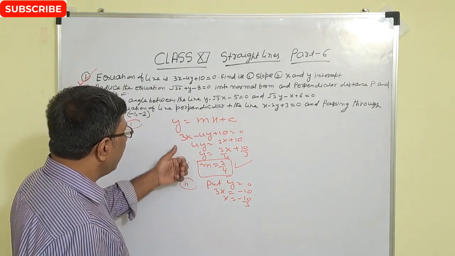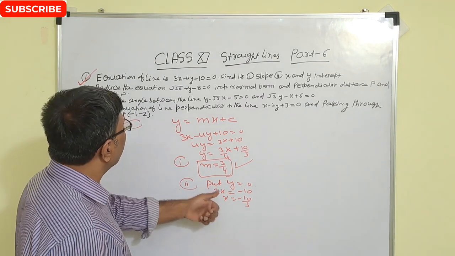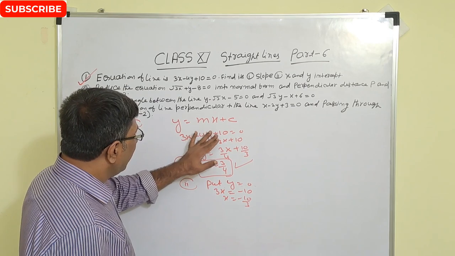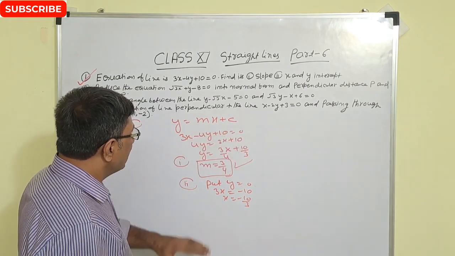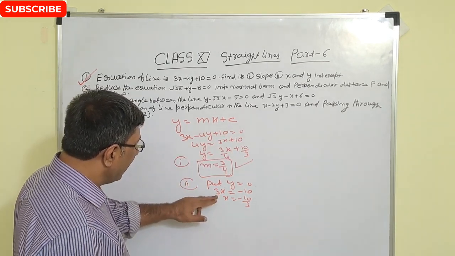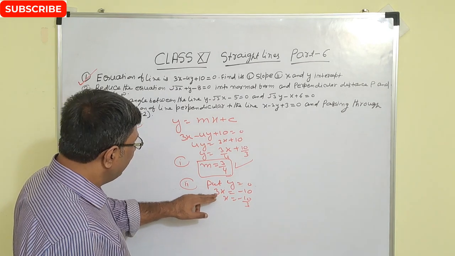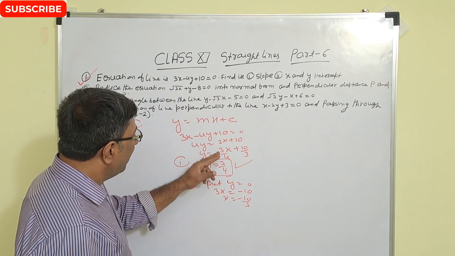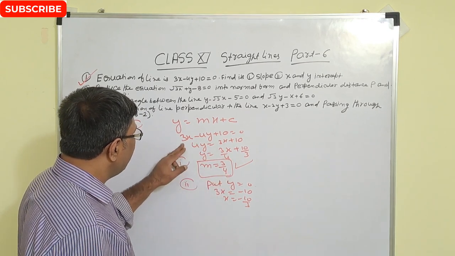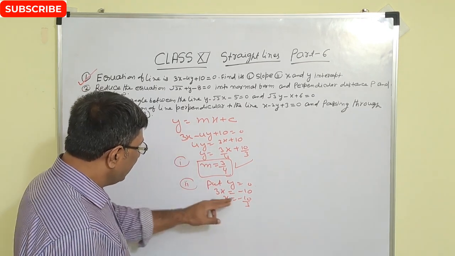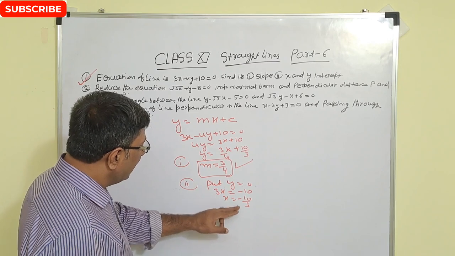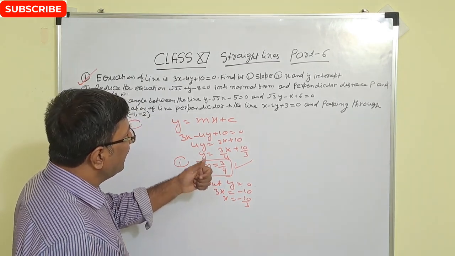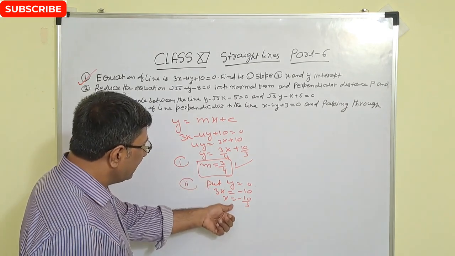So this equation is 3x minus 4y plus 10 equal to 0. When y equal to 0, you will get 3x equal to minus 10. So x equal to minus 10 by 3. So the x intercept will be minus 10 by 3.